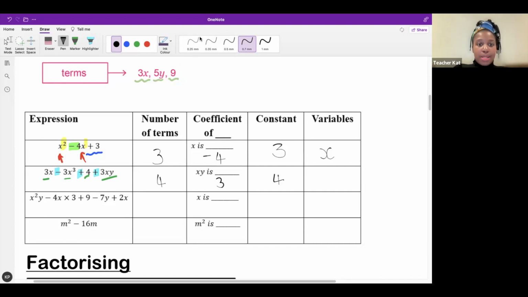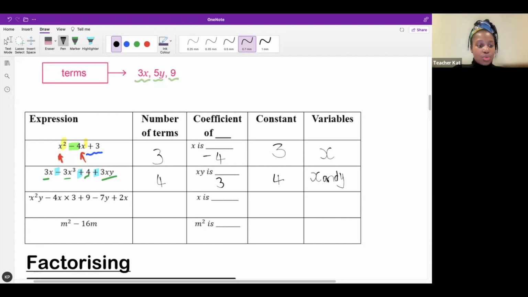And let's see, how many different types of variables do I have here? What are my variables here? Nice, Bukhali. X and Y. So my variables are x and y. Regardless of the fact that this is an x cubed and just the x and an xy, my 2 variables in this case are x and y. Great. Let's look at the next one.